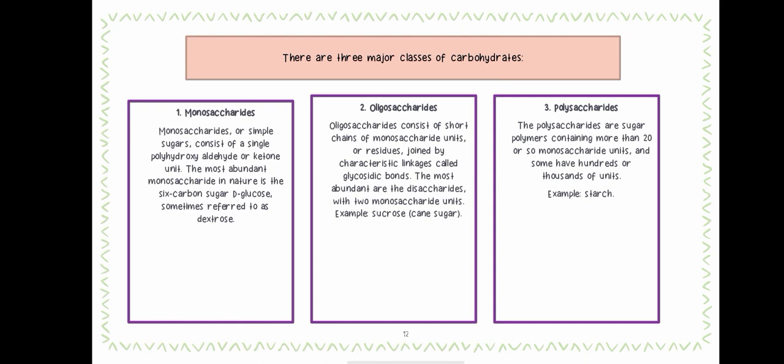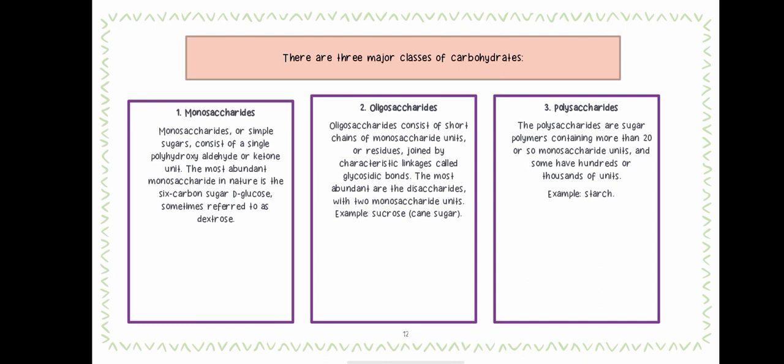There are three major classes of carbohydrates. The first one is monosaccharides. It consists of a single polyhydroxy aldehyde or ketone unit. The most abundant monosaccharide in nature is the 6-carbon sugar D-glucose, sometimes referred to as dextrose. The second one is the oligosaccharides. Oligosaccharides consist of short chains of monosaccharide units or residues joined by characteristic linkages called glycosidic bonds. The most abundant are the disaccharides with two monosaccharide units. An example of this is sucrose or cane sugar.